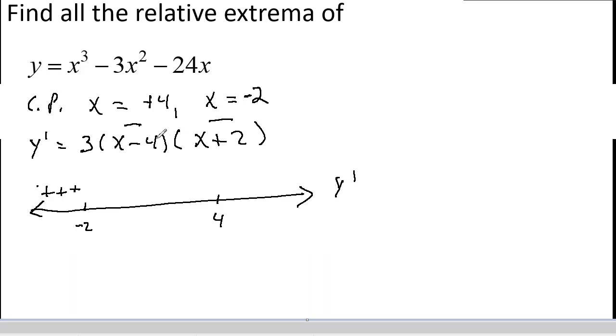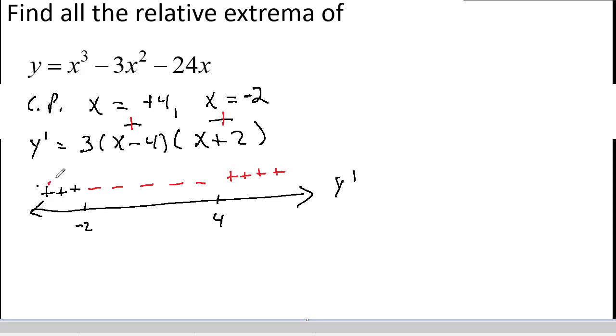Once you get past the -2, the x plus 2 switches, because you're adding numbers that are more than -2. So then this will now be a positive number. And when you multiply them all together, you will now get a negative number. And once you get past the 4, then this one switches, and so then you get a positive number.